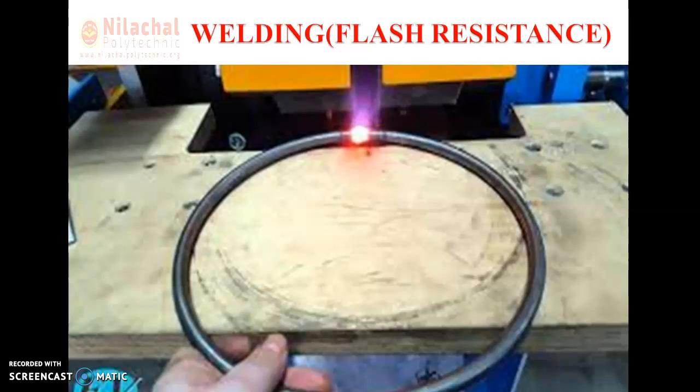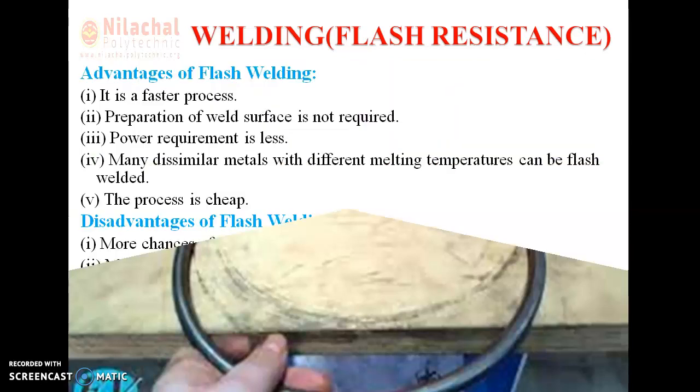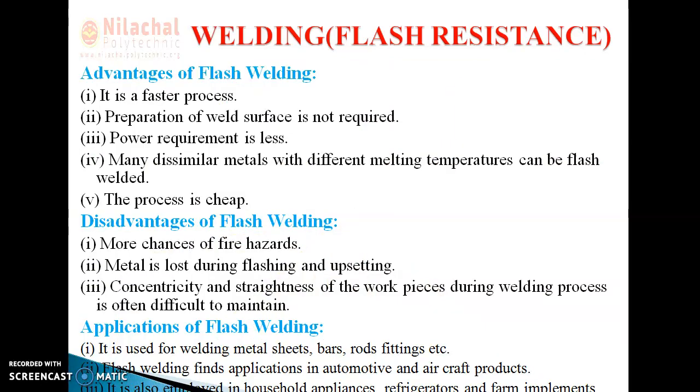Now we will discuss the advantages, disadvantages and applications of flush welding. First of all, the advantages. It is a very fast process. Just like butt welding is very fast, flush welding is even faster than butt welding. So you can say the production rate is very high.